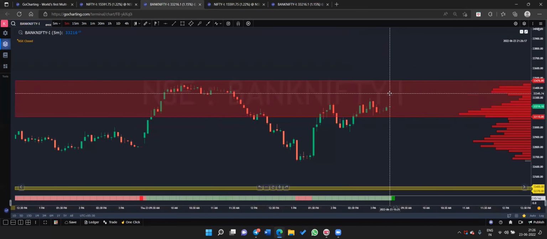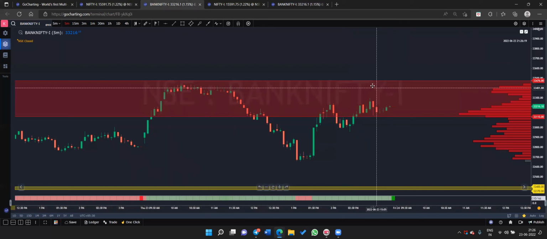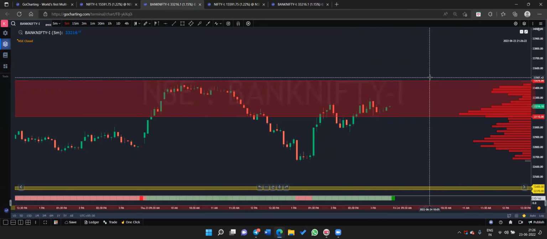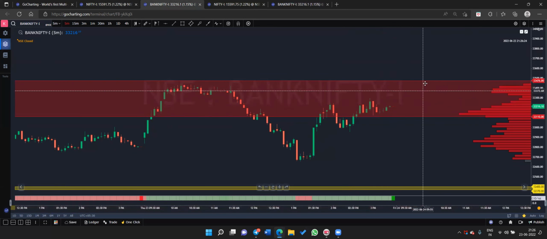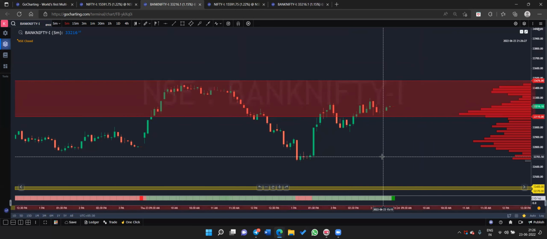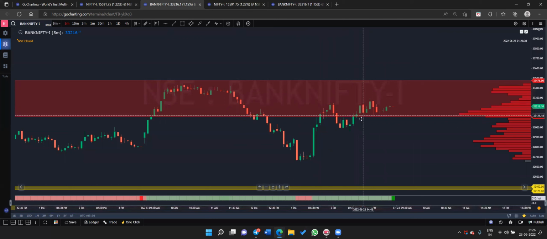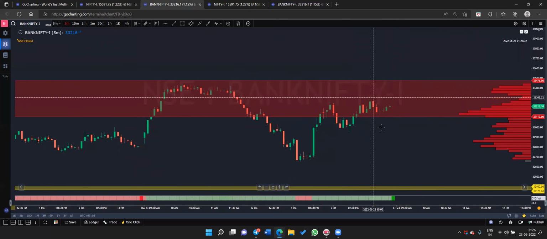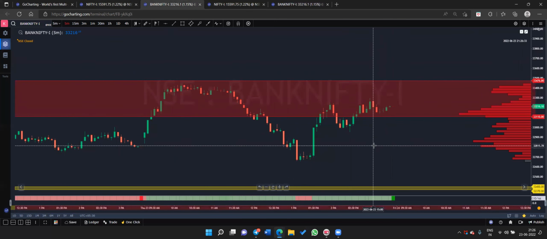So on any indications of rejection, I will use it to short in this zone, but not be long in Bank Nifty until we break above 33,476. And as long as we stay within this zone, we do not break it and we tend to see rejections from it, there is a higher probability of us moving to the downside. So I will not risk by writing put options or being long in Bank Nifty or Nifty.